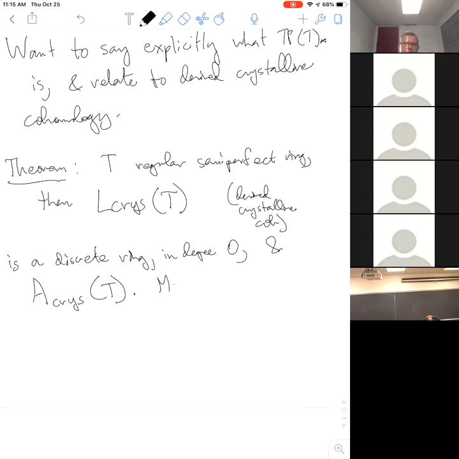Moreover, TP of T, so TP in degree 0 of T. TP is 2-periodic, as we've just seen, and it has no odd dimensional stuff. So TP_0 of T is the completion of A_cris of T with respect to something called the Nygaard filtration.